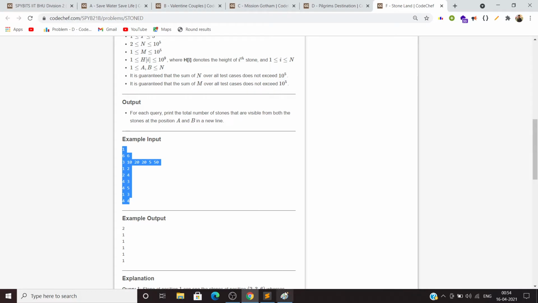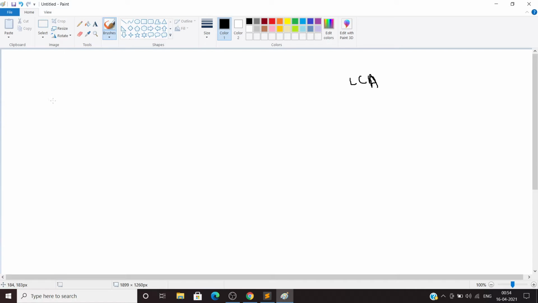So let's take the example 3, 10, 20, 25, 10. Oh, sorry, this is 20, 5, 10. Let's assume that we are at the first position. We can see this in increasing order, which means it is the longest increasing subsequence starting from this index.